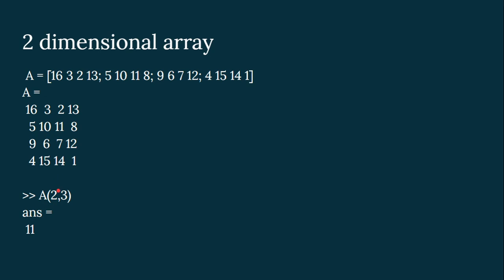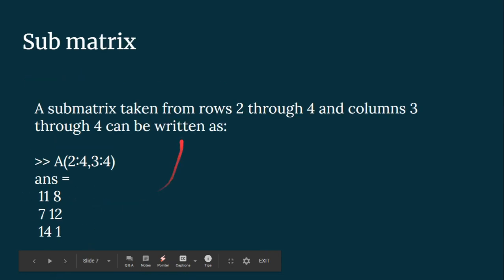Suppose I want to access some element of the array. If I say A of 2, 3, this will choose the second row and the third column element. Okay, so this is the second row and this is the third column element. So this is how this statement helps to access an individual element or a group of elements from the given matrix.